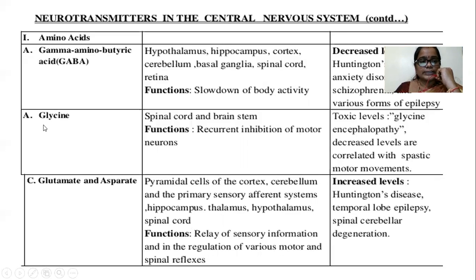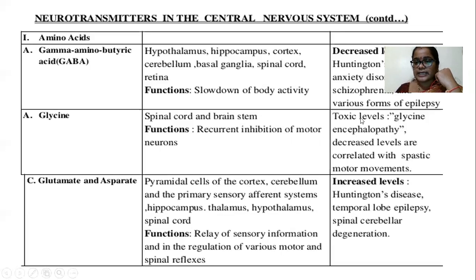Next, glycine. Glycine is an inhibitory neurotransmitter. Its location is the spinal cord and brainstem. The function is recurrent inhibition of motor neurons. Because it is an inhibitory neurotransmitter, it inhibits the motor neurons.